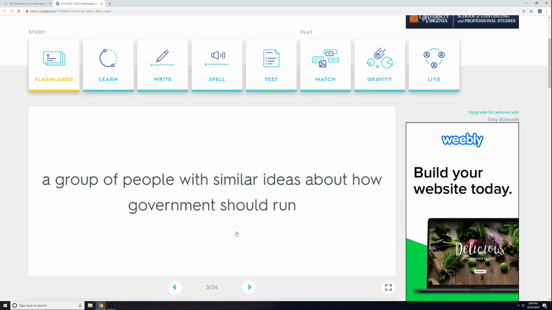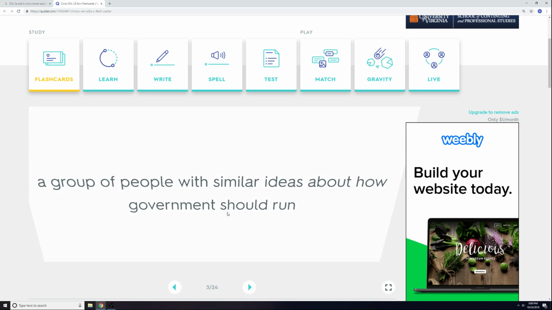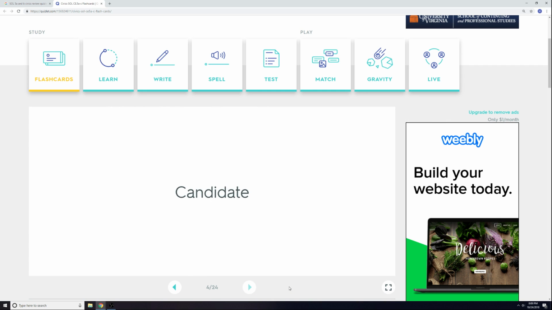All right. Political parties, a group of people with similar ideas about how government should be run. Pretty simple definition there. You're looking for something about a group of people. Candidate. Candidate is the person running.